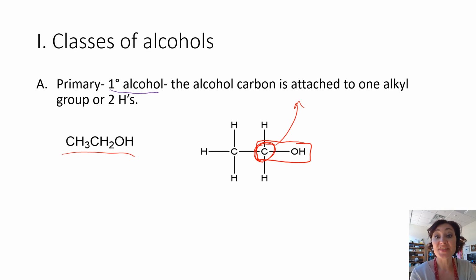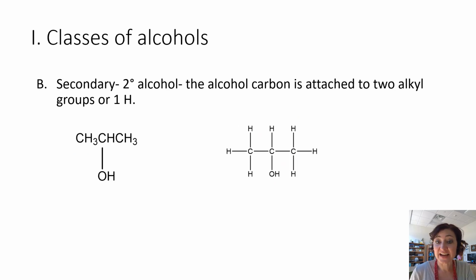So attached to this carbon, I have one other carbon and two hydrogens. Therefore, this is primary. If you had methanol, a single carbon alcohol, that would also be considered primary, even though it doesn't have another alkyl group attached to it. So it could be two or three hydrogens attached to your alcohol carbon.